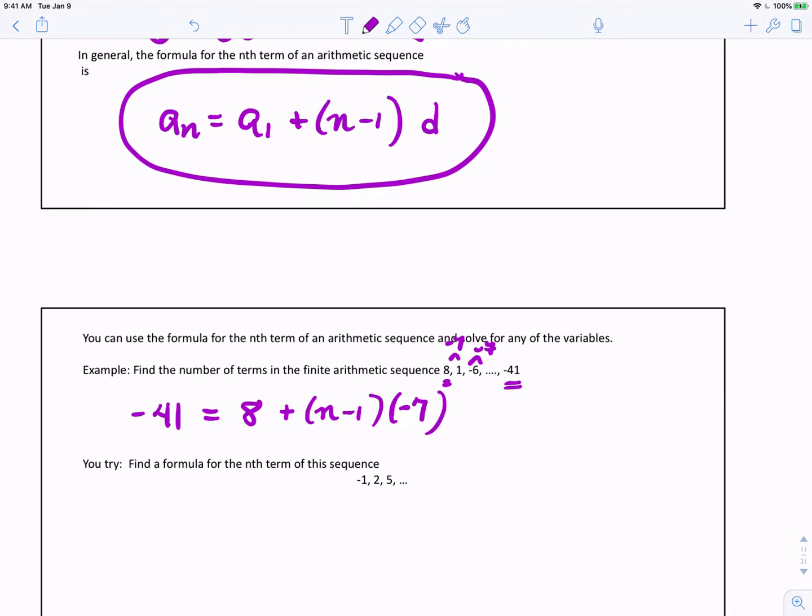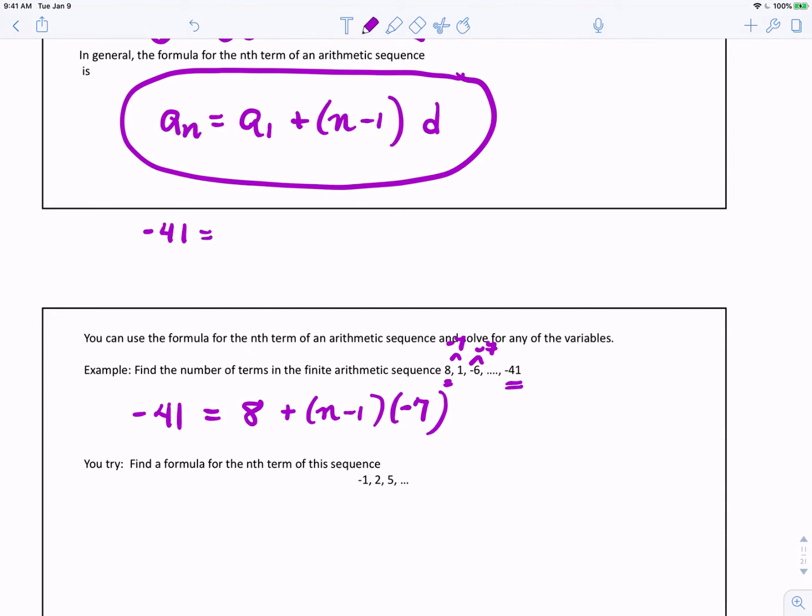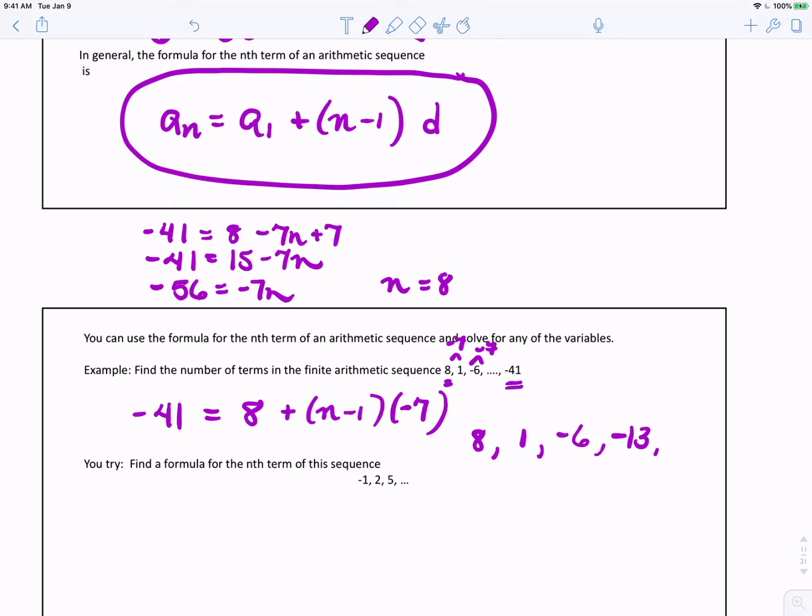So negative 41 is equal to 8 minus 7n plus 7, distributing. Negative 41 is equal to 15 minus 7n. Subtracting 15 from each side, negative 56 is equal to negative 7n. Oh, so we can see that n is equal to 8. So there are 8 terms in this sequence, and you could try starting at 8 and subtracting 7 each time and making sure that by the time you get to negative 41, this is going to be the 8th term.